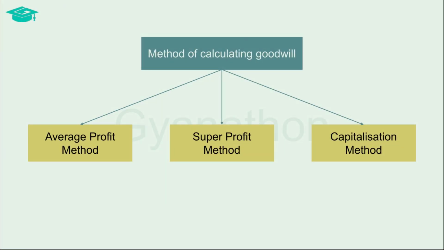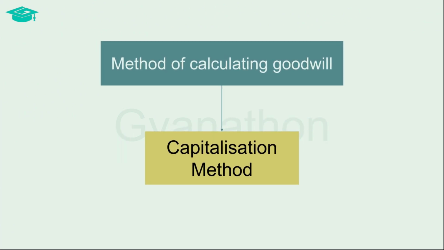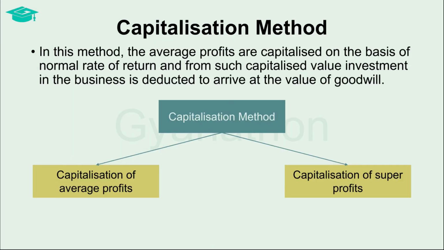We saw that there are three important methods of valuing goodwill, of which we have already discussed the average profit method of valuing goodwill and the super profit method of valuing goodwill. Now, let us discuss the calculation of goodwill by the capitalization method. In this method, goodwill is calculated on the basis of capitalized value of profits. The profits are capitalized on the basis of normal rate of return, and the net investment in the business is deducted therefrom to arrive at the value of goodwill.